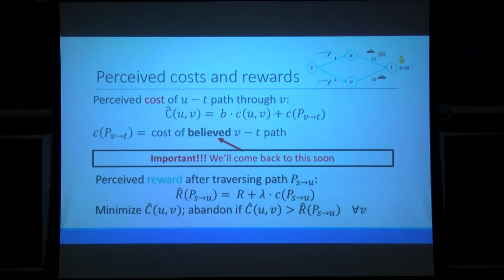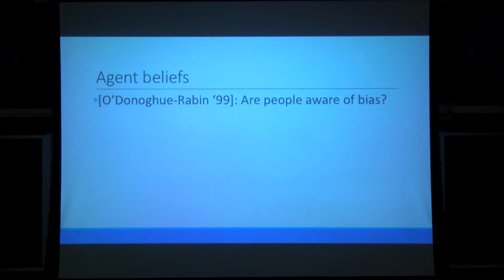Okay? And so now what I need to do is fill out what I mean by believed path. And so to do that, we have to ask the question, how do agents actually form beliefs about their future actions? And this actually hinges on a very important question: are people aware of their bias? And there's a couple answers to this. There's evidence to say, no, we're not aware of our bias. We make plans and then don't keep them. We change our minds all the time.